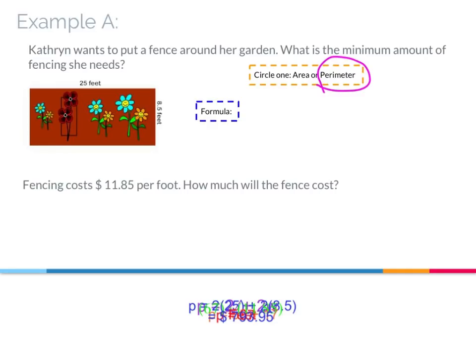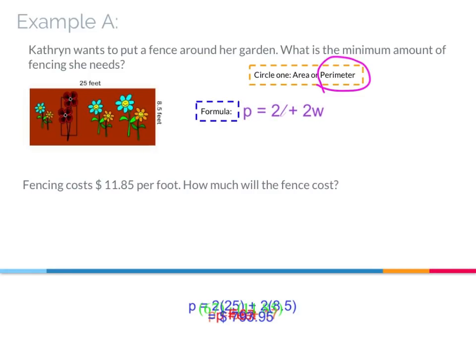To find the perimeter of our garden, I need to look at the shape of our garden. The shape of our garden is a rectangle, so that means I need the formula for finding the perimeter of a rectangle. The perimeter formula for a rectangle is P, the perimeter, is equal to 2 times the length plus 2 times the width.